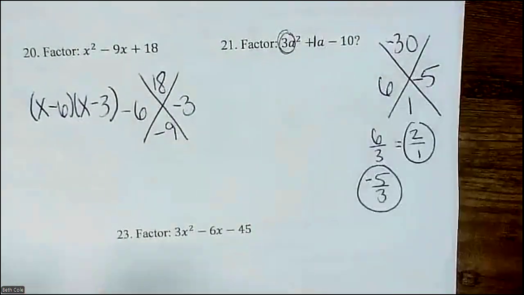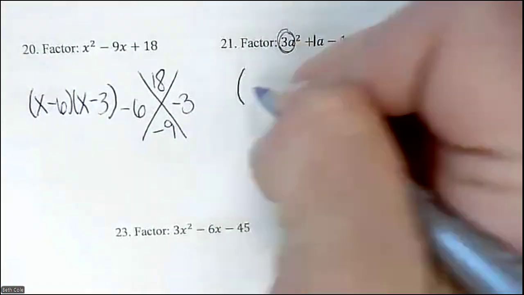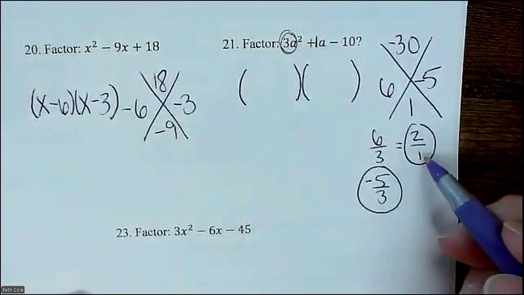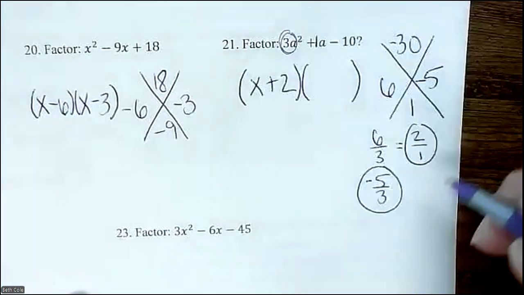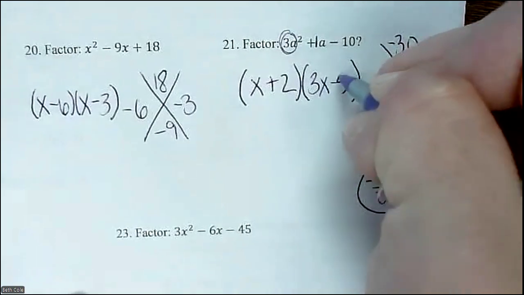All right. This one does not reduce. Just make sure you start with the denominator. So it's going to be 1x plus 2. Good job. And then 3x minus 5. Beautiful.